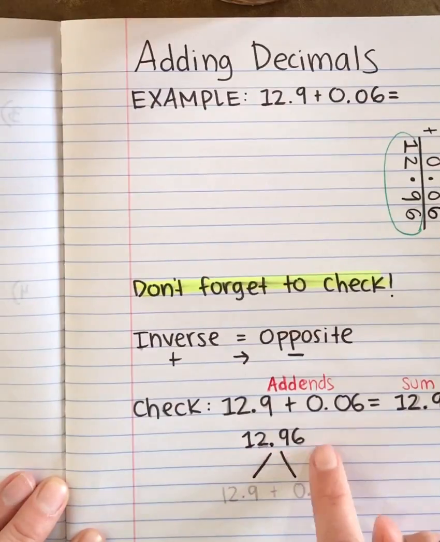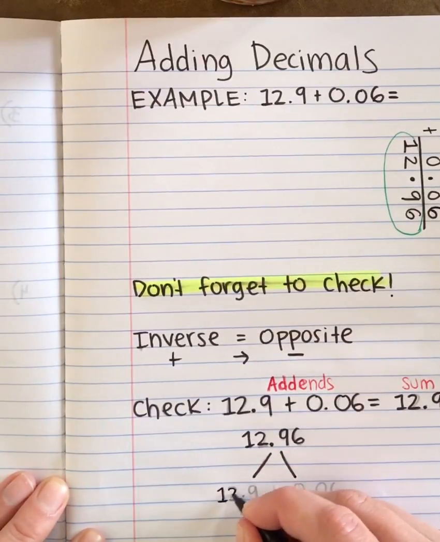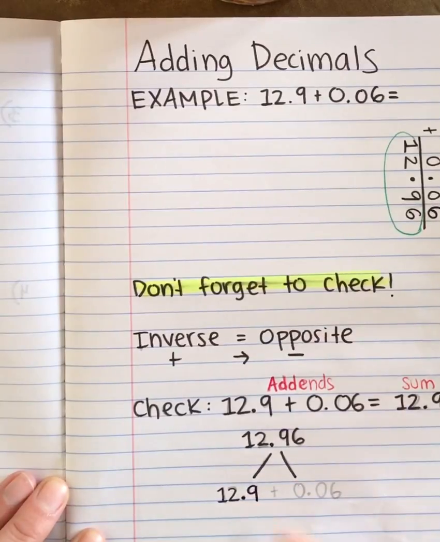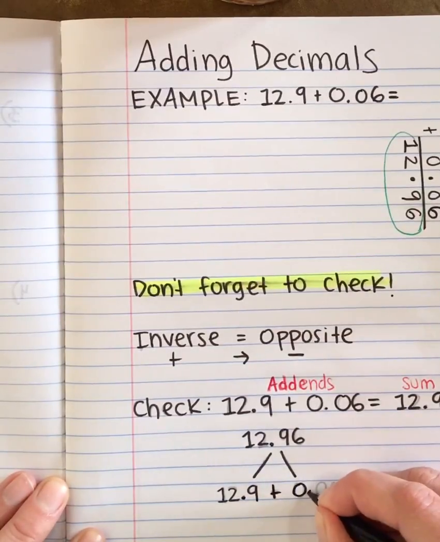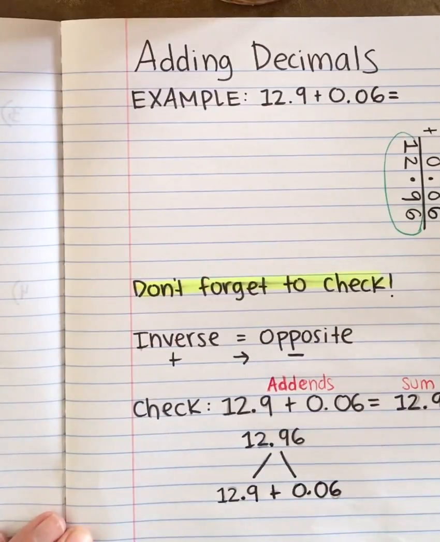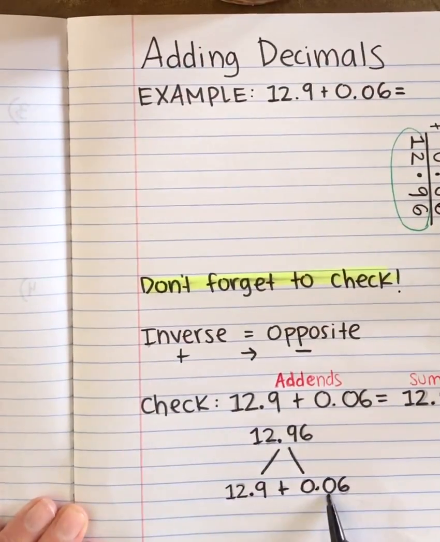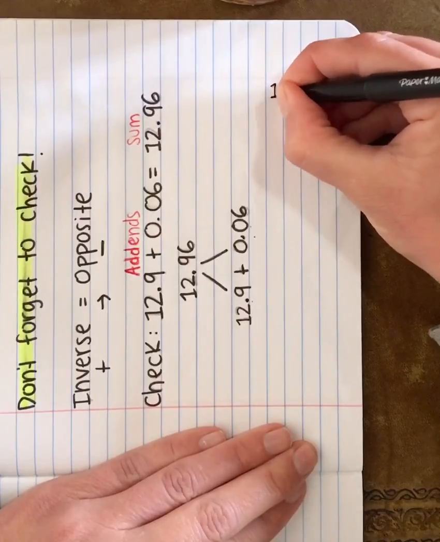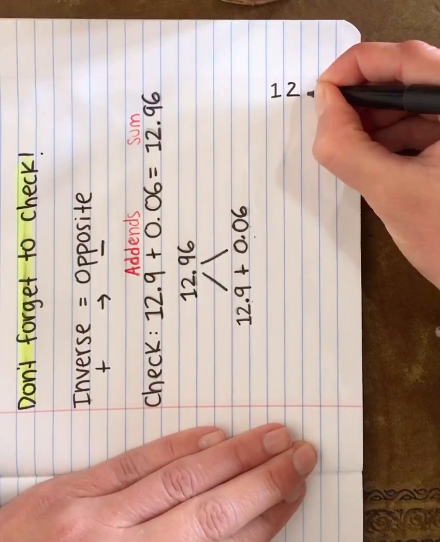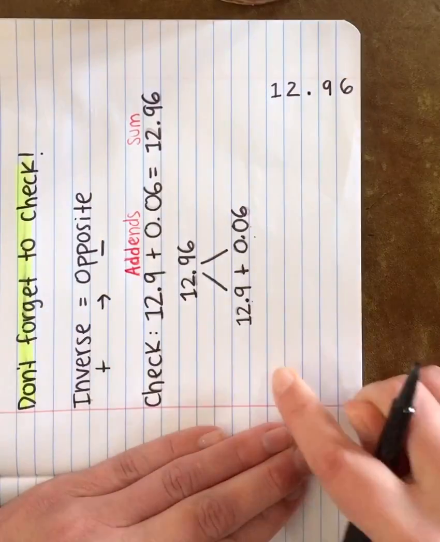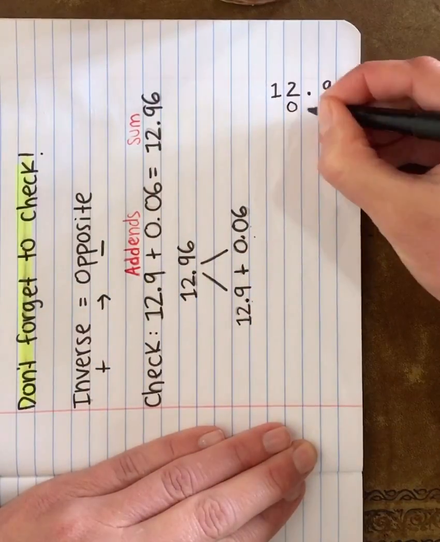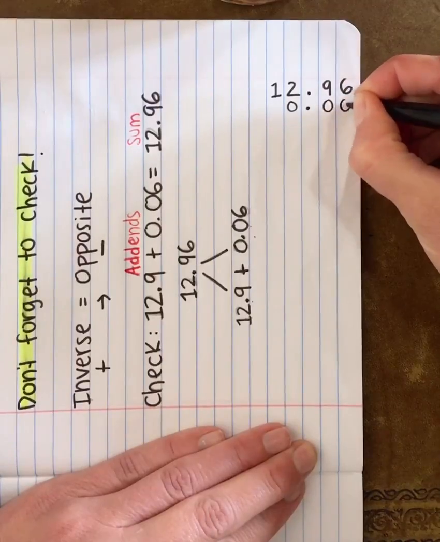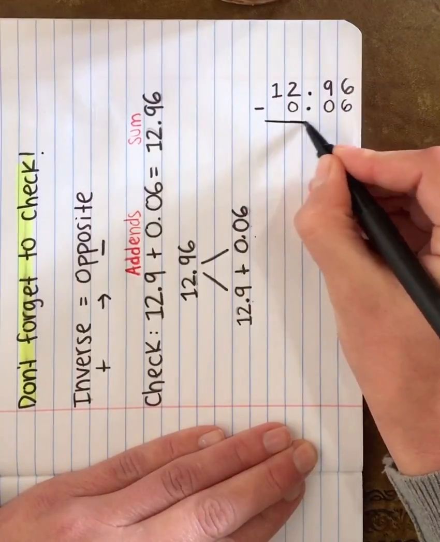And what that means is that 12 and 96 hundredths is made up of 12 and 9/10 combined with 0 and 6/100. So we should be able to check our work by subtracting either of these two addends from 12 and 96 hundredths, and we should get the other addend. Let's try it out. So I'm going to check by subtracting 6/100 from 12 and 96 hundredths to see if my answer is correct.